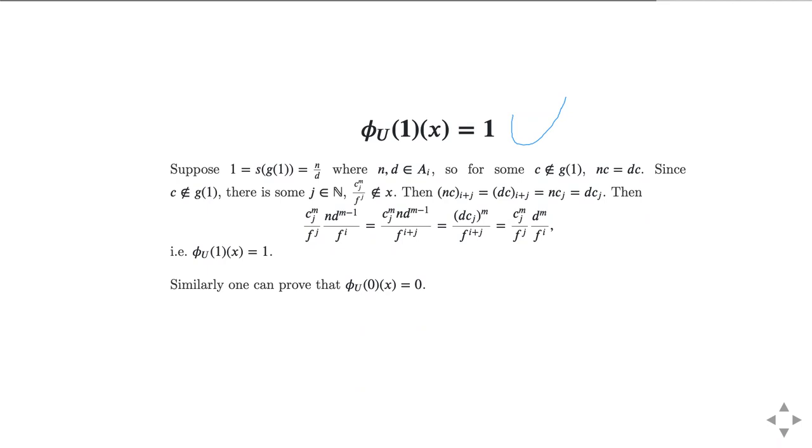Then we can see that the (i plus j)-th coordinate of n times c equals the (i plus j)-th coordinate of d times c, which equals n times the j-th coordinate of c. This is because n is homogeneous. And this is also equal to d times the j-th coordinate of c. This is again because d is also a homogeneous element. Then we can just chase down this big fraction. You will find that the left hand side equals the right hand side. So we will know that one is sent to one. And similarly, just by chasing another simpler fraction, we can see that zero is sent to zero.